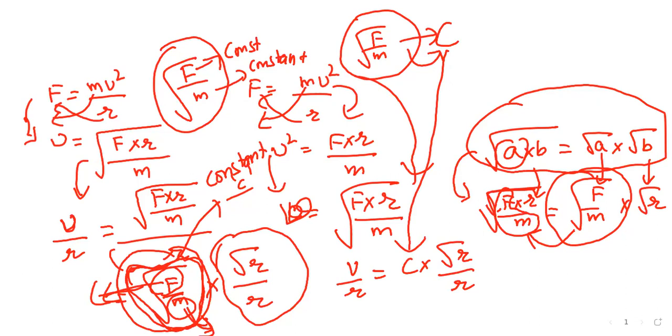So are you sure this is clear? Yes, it is. Shall we move on to the next part? No, because we haven't completed this one. We haven't done with this part yet. Now tell me what is the value of this part, the square root of r upon r?